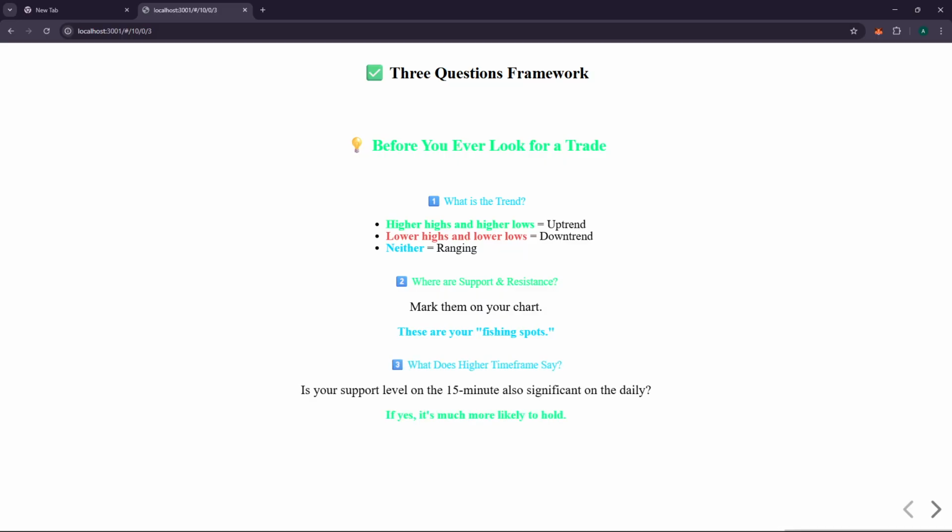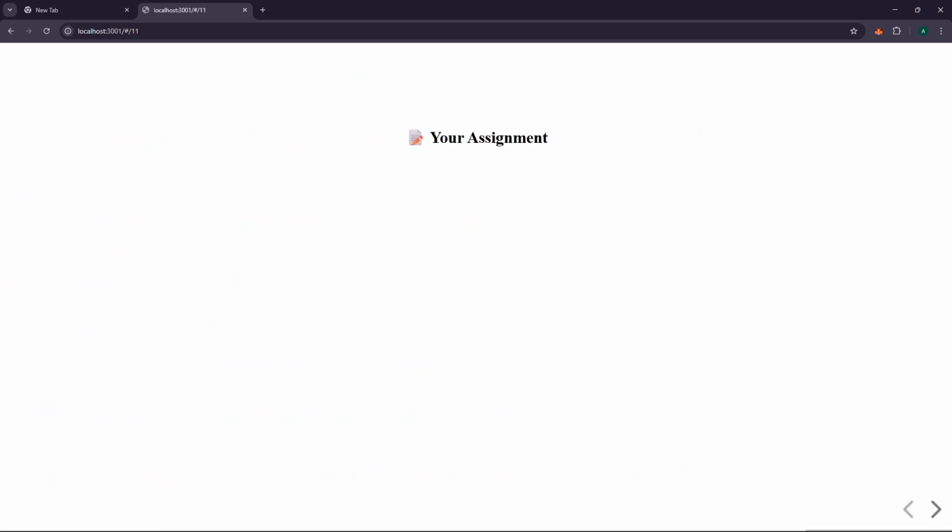The third is, what does the higher time frame say? Is your support level on the 15 minutes also significant on the daily? If yes, it's much more likely to hold. If you can answer these three questions, you're ahead of 90% of the traders who are just guessing.